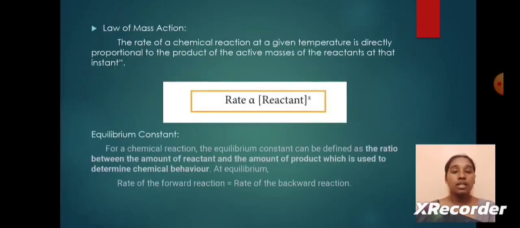Law of mass action. The rate of chemical reaction at a given temperature is directly proportional to the product of active mass of the reactant. At that instant, rate is proportional to reactant power x. Equilibrium constant. For a chemical reaction, the equilibrium constant can be defined as the ratio between the amount of reactant and the amount of product, which is used to determine chemical behavior. At equilibrium, rate of forward reaction is equal to the rate of backward reaction.